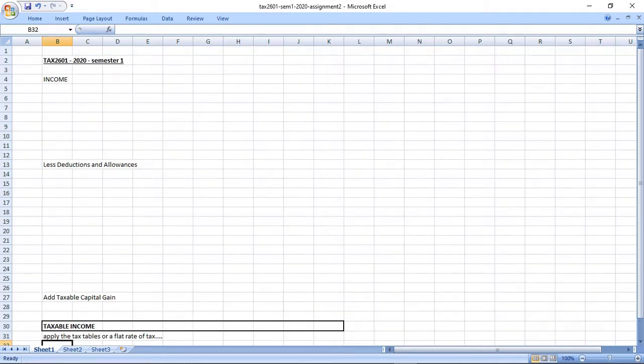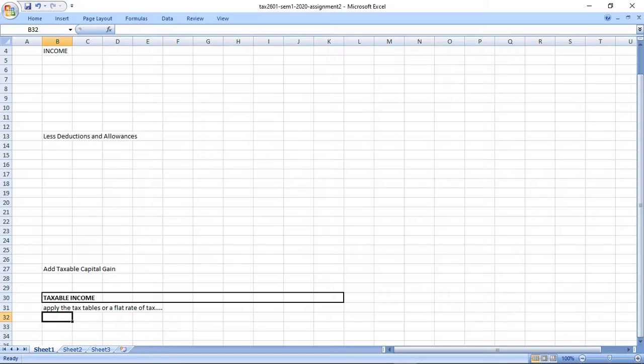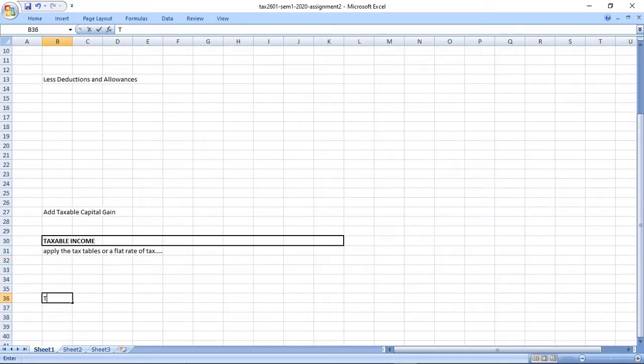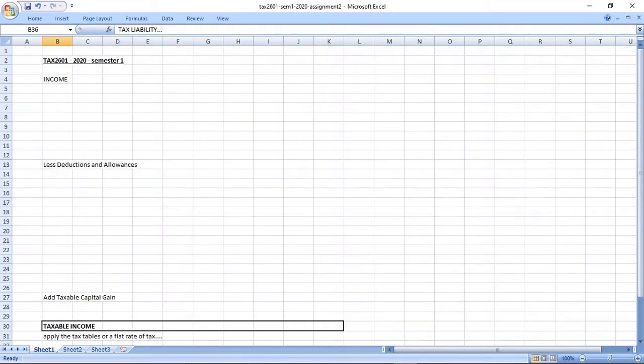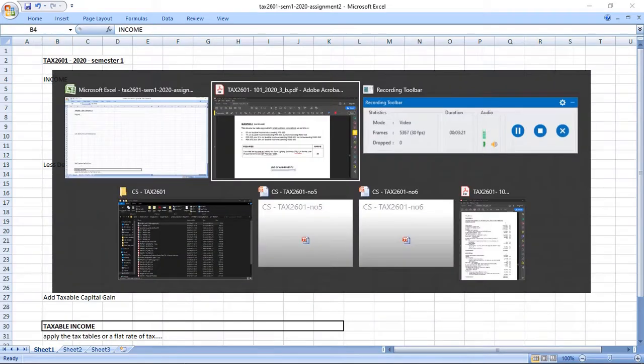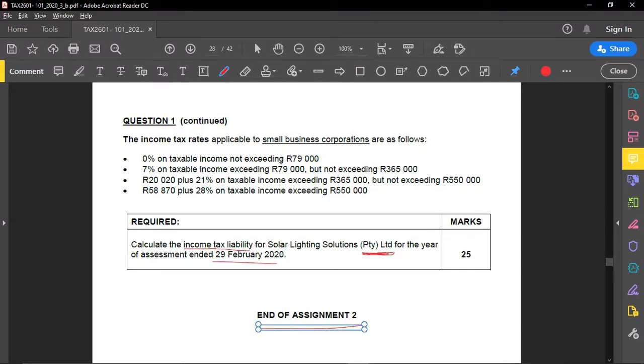You need to answer everything, obviously. You're working out the tax liability, which you'll get after applying the tax tables or flat rates. That's the last step that we need to look at. So the first thing we need to do in terms of workings, remember, there's always going to be easy and then more difficult in the actual question.